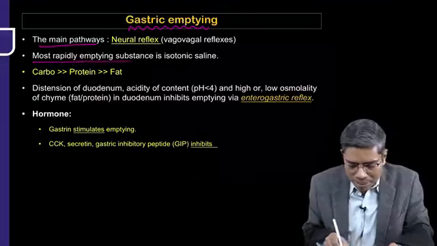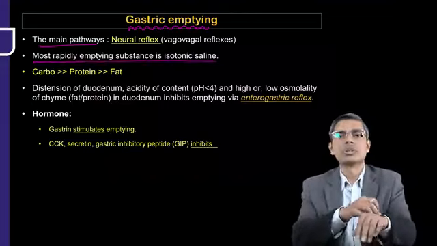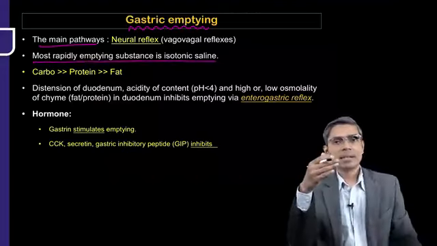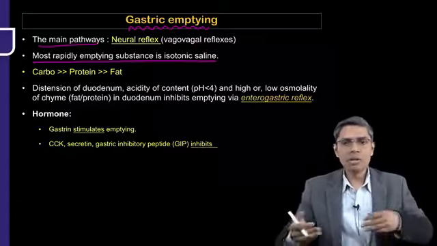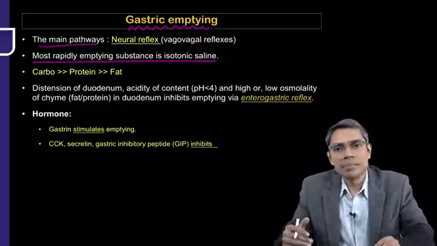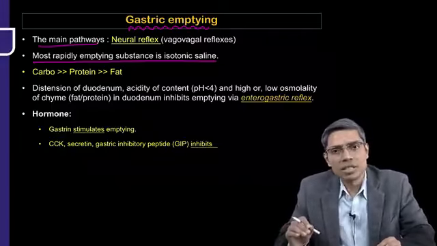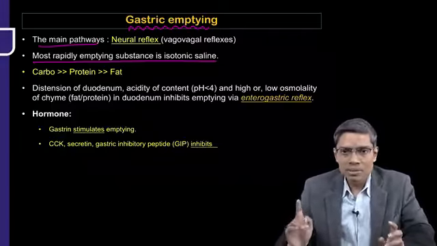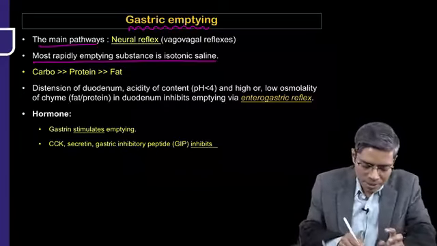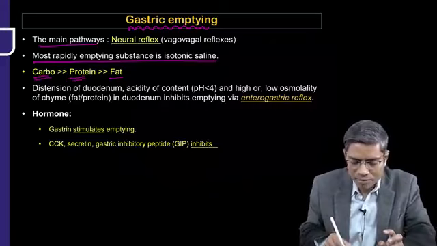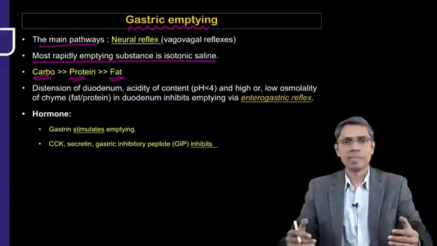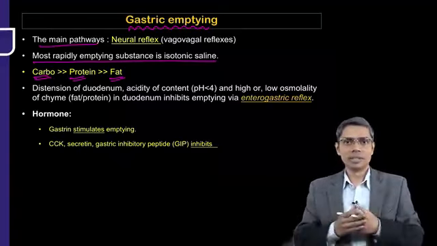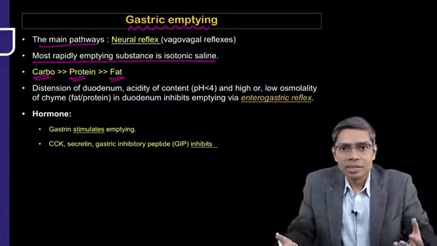Second, the most rapidly emptying substance from the stomach is isotonic saline. Suppose you have taken different types of liquid. Which liquid will pass from the stomach to the duodenum in the rapidest fashion? The answer is isotonic saline. Regarding food, the first food which will move from the stomach to the duodenum is carbohydrate, followed by protein, followed by fat. That's why, if you take a huge amount of fatty food, it will remain in your stomach for a long duration and you will feel heavy in your abdomen. All of us have felt this kind of scenario after taking a heavy, rich meal, rich in fatty food.